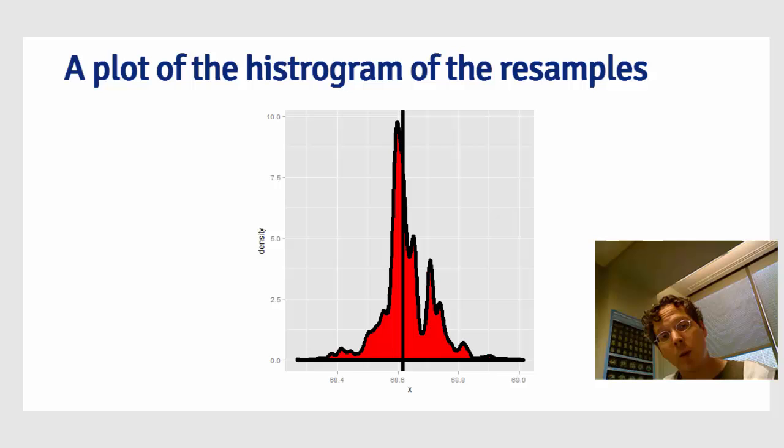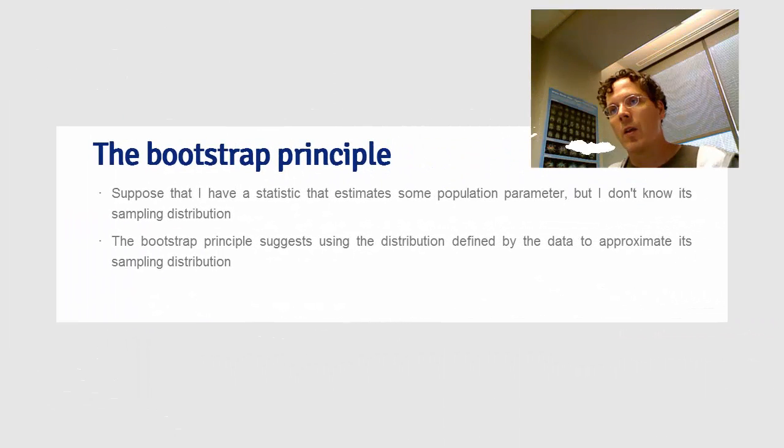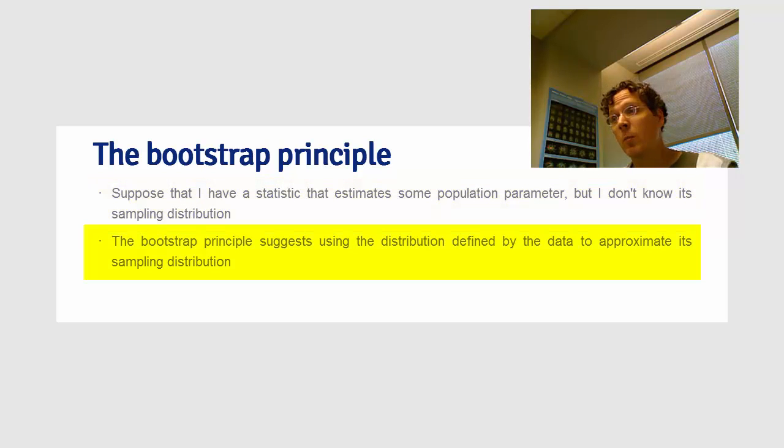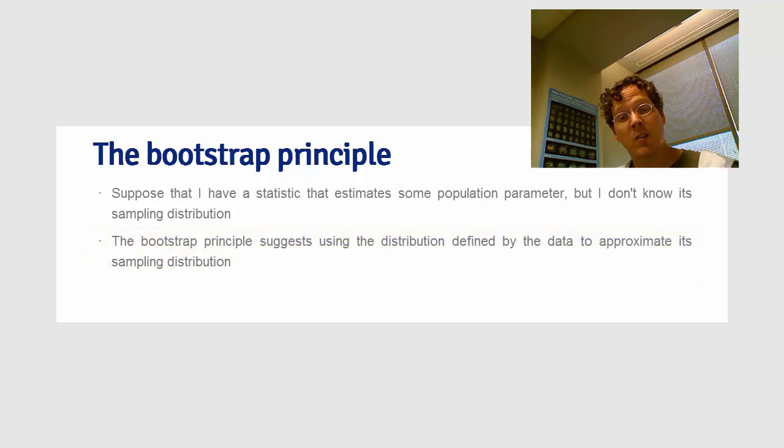So let's go through a couple of the principles and just rediscuss bootstrapping generally, and then we'll work through this example a little bit more. So the bootstrap principle is: if you have a statistic that estimates some population parameter that you're interested in, but you don't know that statistic's sampling distribution, then the bootstrap principle is simply to use the distribution defined by the observed data to investigate that sampling distribution, an estimate of that sampling distribution.